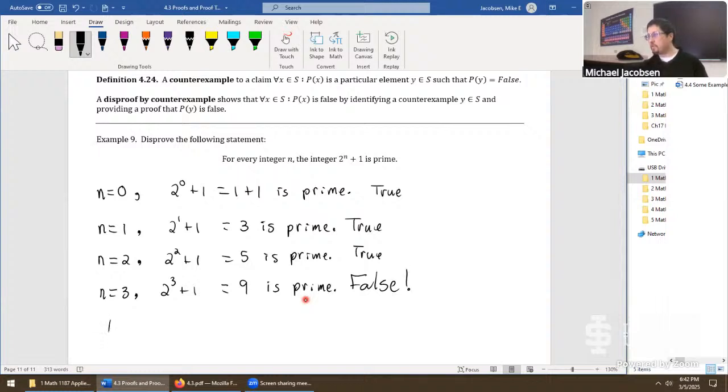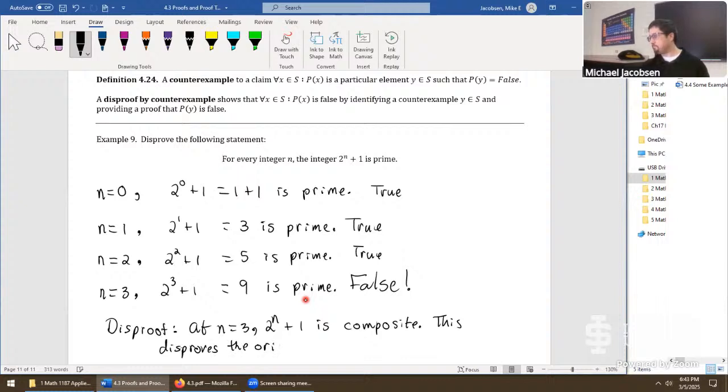We can now say the disproof goes at n equals 3, 2 power n plus 1, let me fix the plus 1 there, is composite. This disproves the original claim. And we're done. That's kind of a fun little proof.